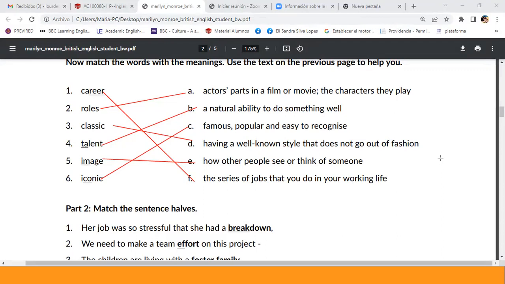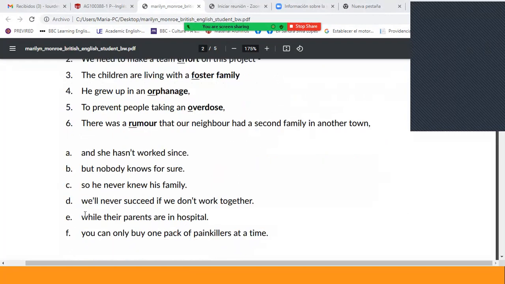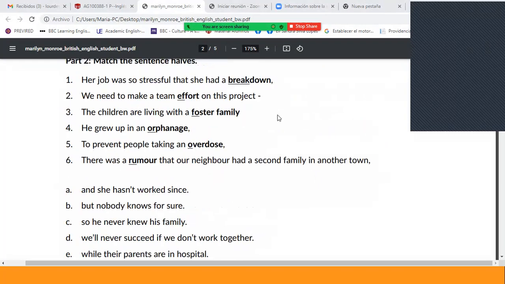Any question or comments about these words? No? Okay. Well, let's go down and go to the second part. Here we have from 1 to 6 some sentence halves, okay? 50% of a sentence. And from A to F, we have the second part. So the idea is to match the two parts, okay? Do you understand it? Yes. Okay, some seconds for you to do that.